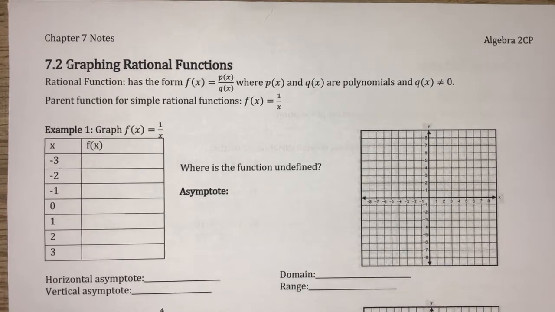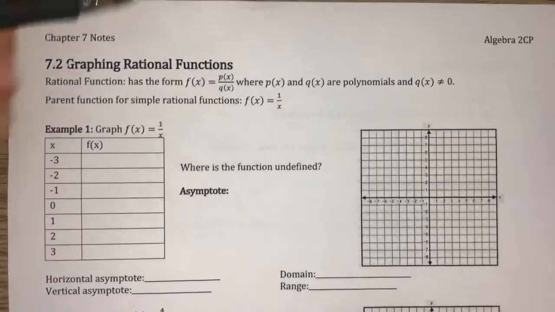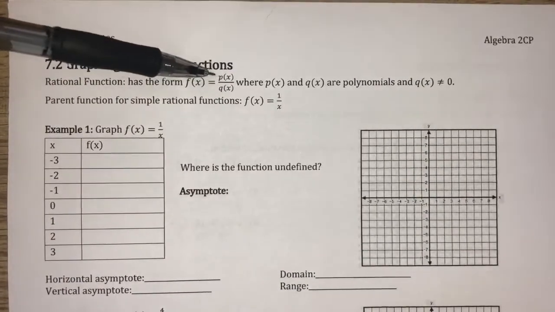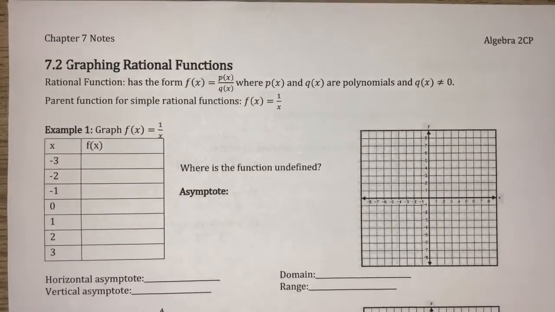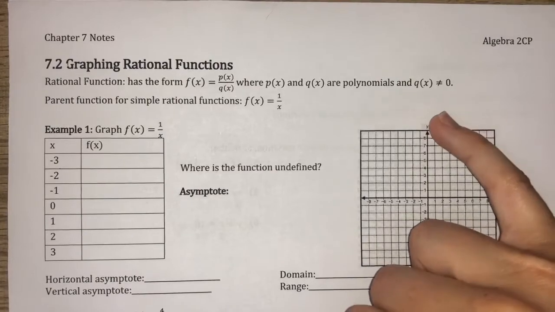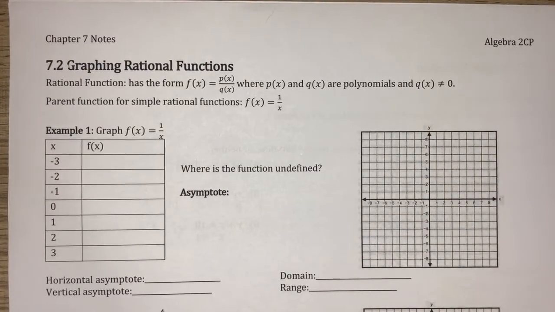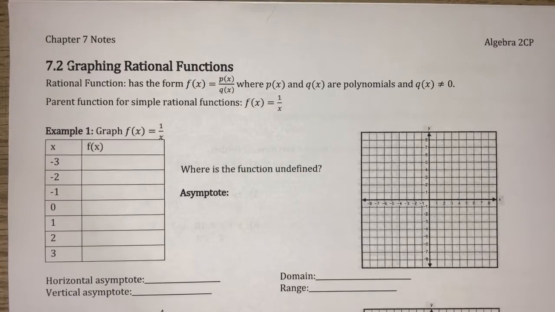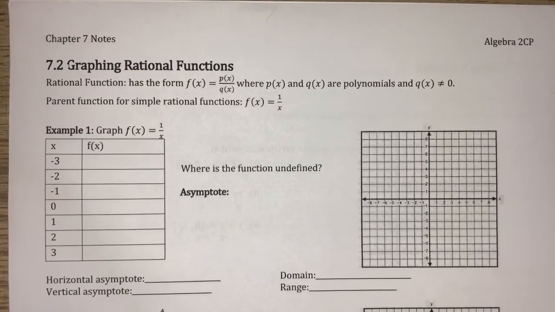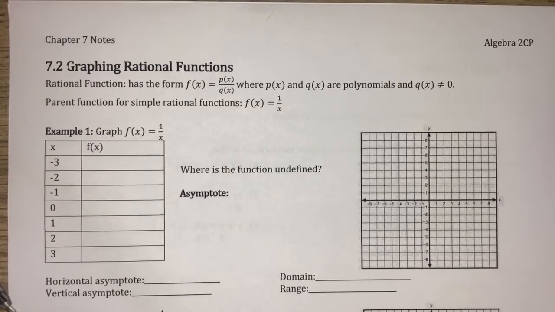So section 7.2 is graphing rational functions. A rational function is any function in the form p of x over q of x, where p and q are polynomials and q of x cannot be 0. The parent function for simple rational functions is f of x equals 1 over x. So it's basically any function that is written as a ratio or a fraction, and specifically you have to have at least x in the denominator to make it a rational function.